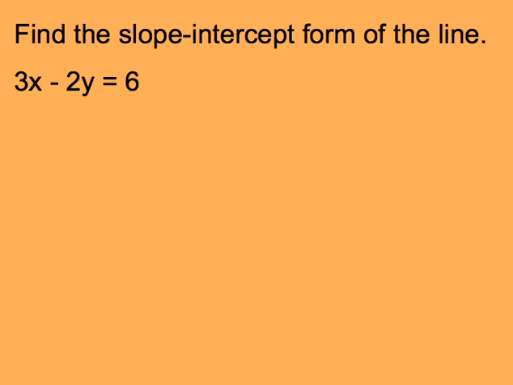Next up, find the slope-intercept form of the line. Basically what that means, remember, slope-intercept form is y equals mx plus b. If I want to get it in that form, basically what I'm doing is I'm taking this equation and I'm going to get this y by itself. So the first step would be to go ahead and subtract the 3x. So I'm going to do that on both sides.